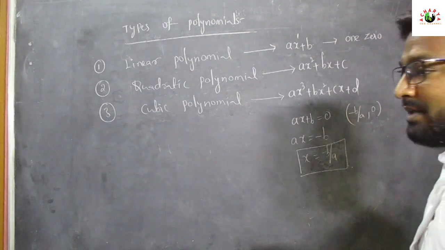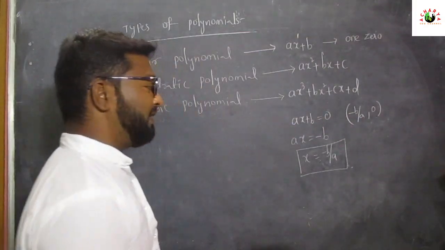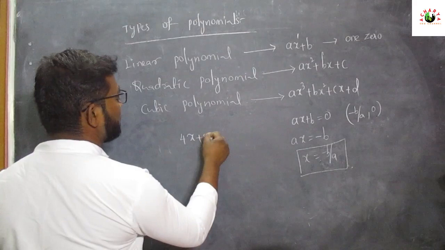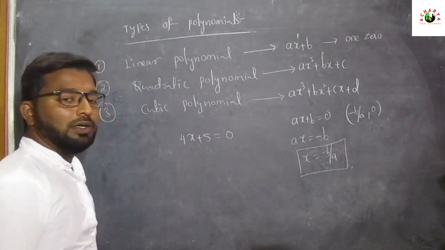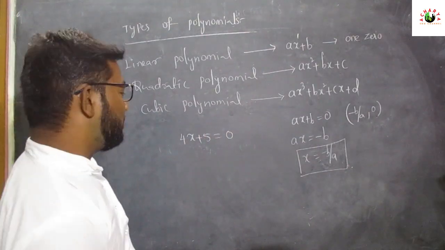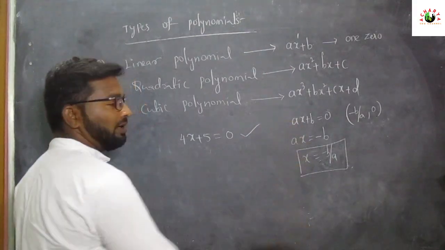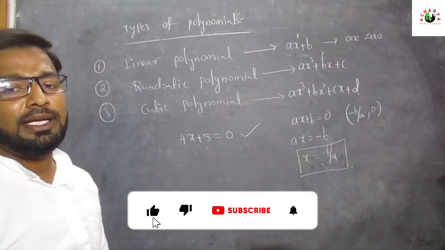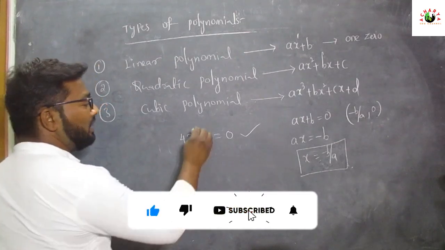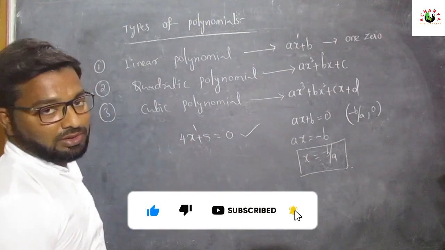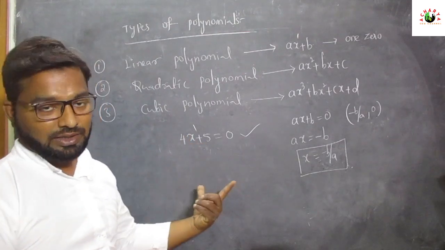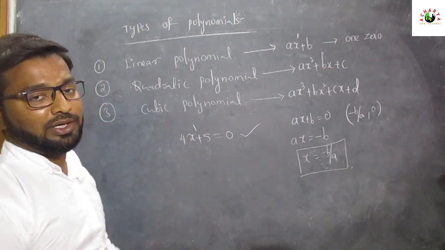Okay, I will explain with an example. For example, 4x plus 5 equal to 0. This is a linear polynomial. How can we identify that the given polynomial is linear? Highest power of the variable is called the degree. What is the degree of this polynomial? 1. So it is a linear polynomial.